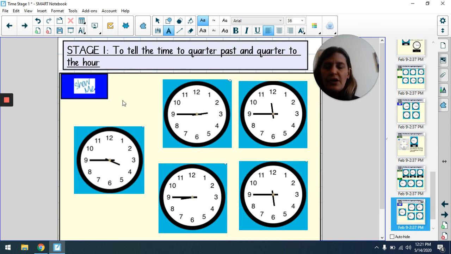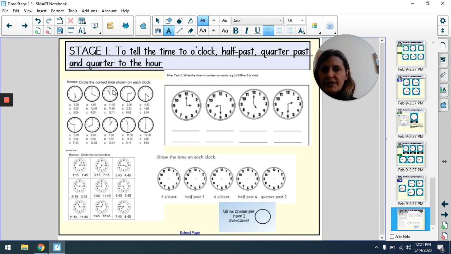Here are some for you to have a go at, so pause the film when you're ready, and then restart to check your answers. Quarter to 3 or 2:45. Quarter to 12 or 11:45. Quarter to 4, 3:45. Quarter to 9, 8:45. And quarter to 6, 5:45. You're now ready to have a go at the tasks.